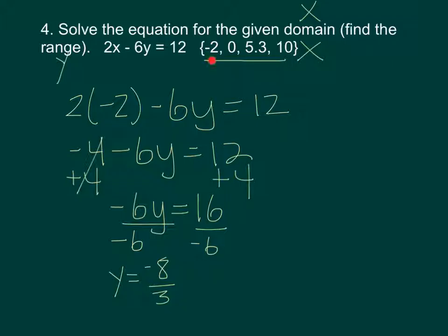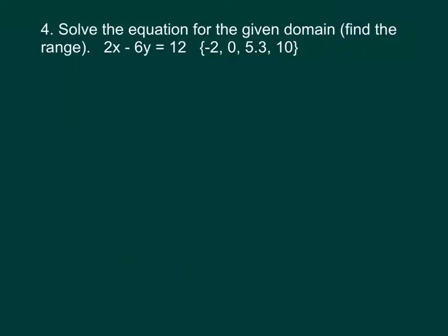That was the first part. We just plugged in -2, and we found out y is -8/3. We're not done, though. We have 3 more values we have to plug in. So now we're going to go on to the second value. This time we're going to plug in 0 for x. So 2 times 0 minus 6y equals 12.